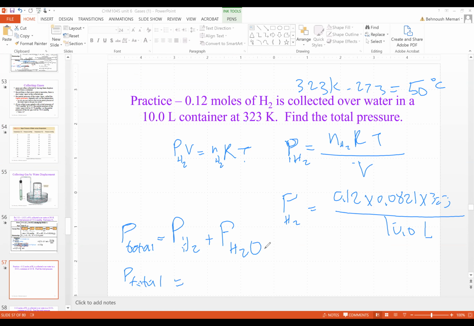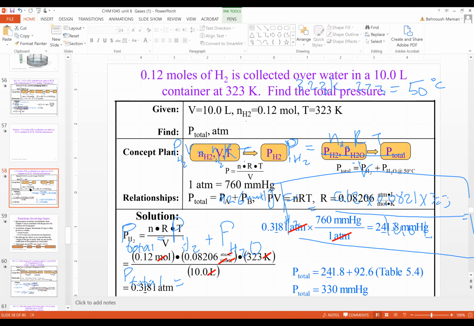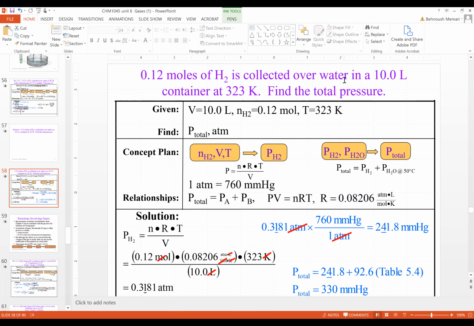is going to be whatever number we find from here plus 92.6. This is in millimeters of mercury. Units must be the same. The pressure that we find from the ideal gas law is going to be in atm, and you cannot add atm and millimeters of mercury together. You have to first convert the atm to millimeters of mercury, or convert the 92.6 millimeters of mercury to atm, and then you can add them together.